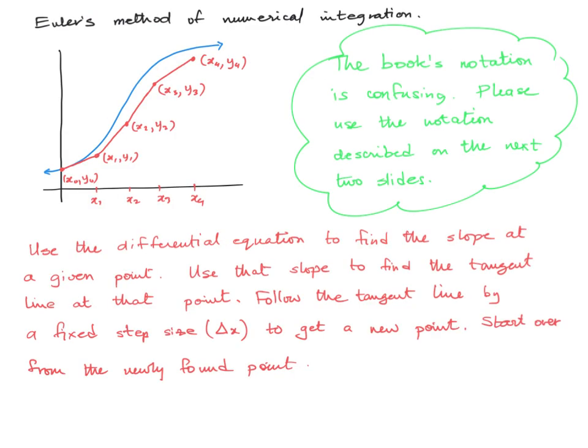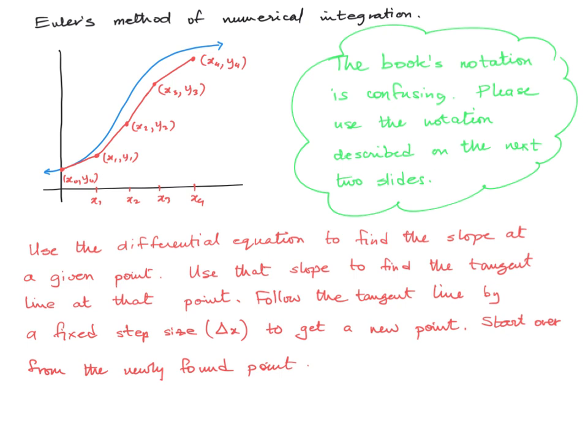So now we're going to talk about Euler's method of numerical integration. And yes, it's the same Euler who discovered the number e. The first thing I want to point out is the book's notation that they use is very confusing. It's actually rather standard notation, but at this stage, I think it's not worth trying to understand their notation.